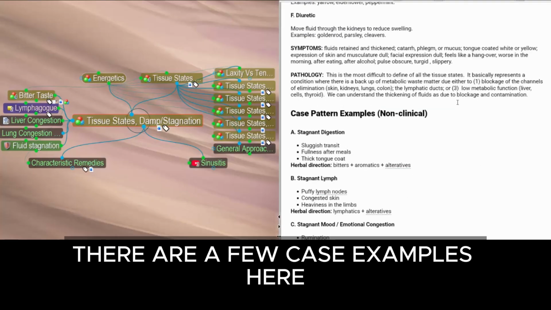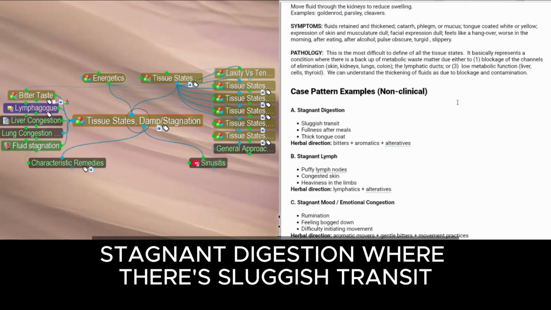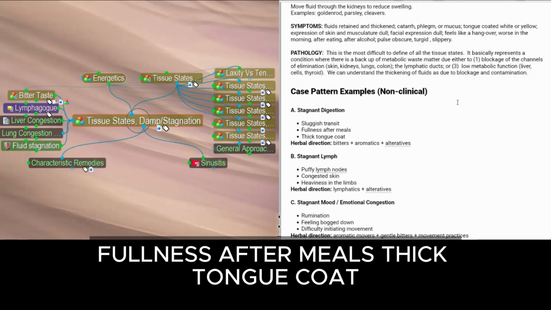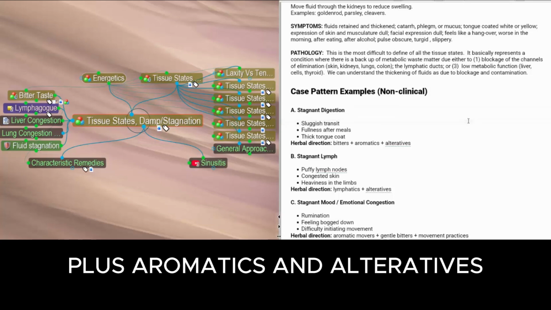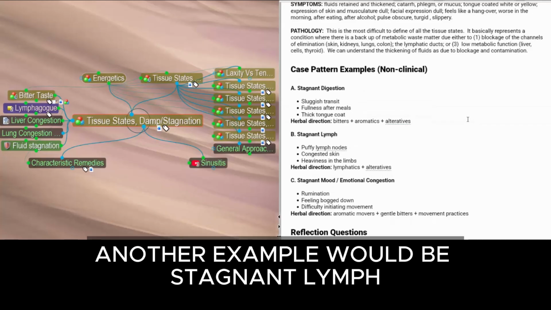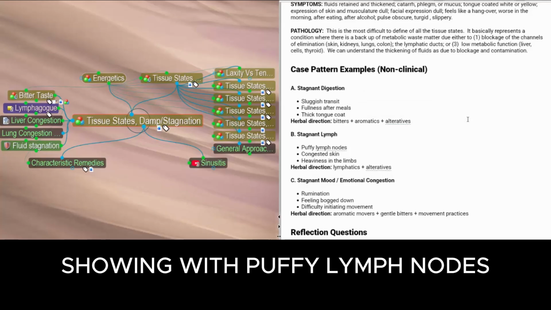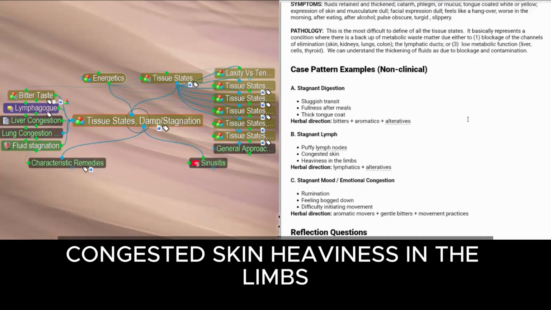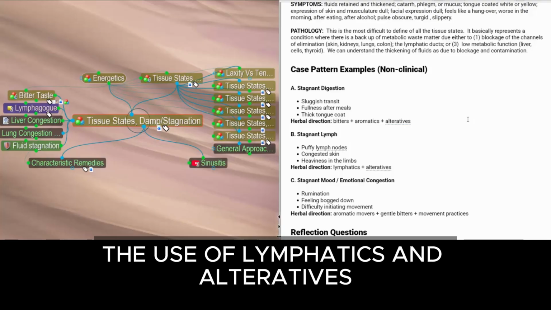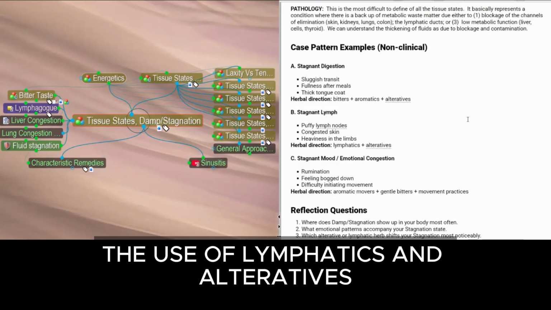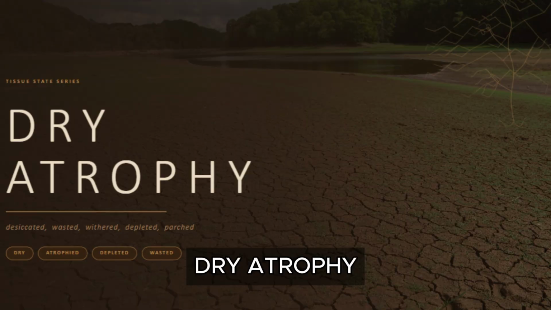There are a few case examples here. Stagnant digestion, where there's sluggish transit, fullness after meals, thick tongue coat, and the herbal direction you would use would be bitters, plus aromatics and alteratives. Another example would be stagnant lymph, showing with puffy lymph nodes, congested skin, heaviness in the limbs. In that case, the herbal direction would be the use of lymphatics and alteratives.